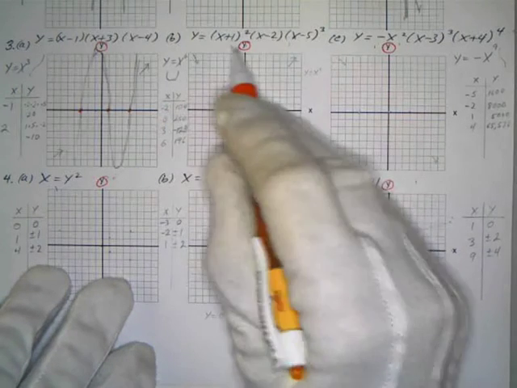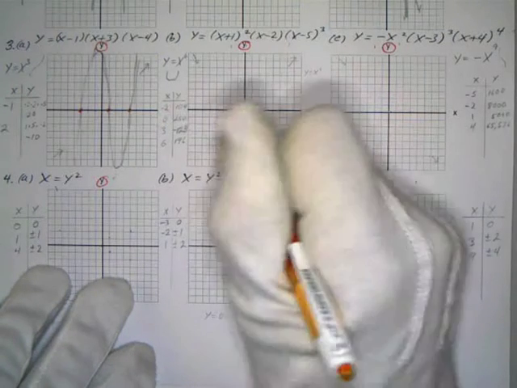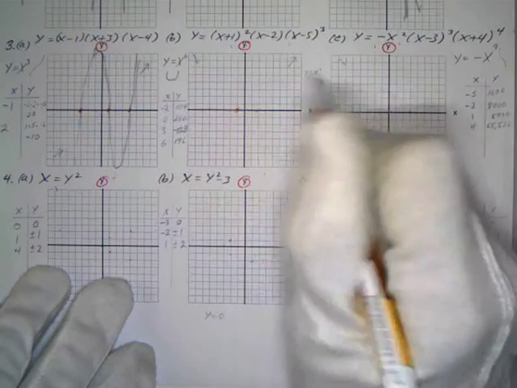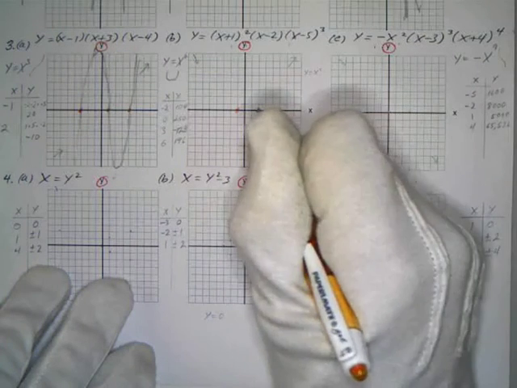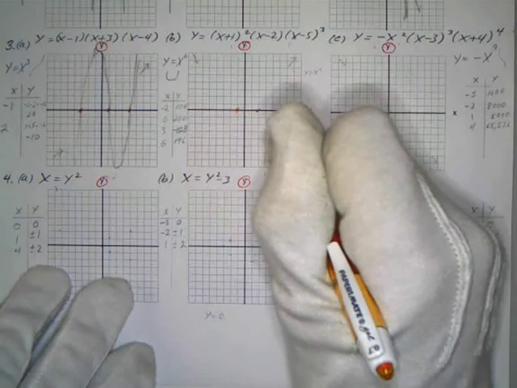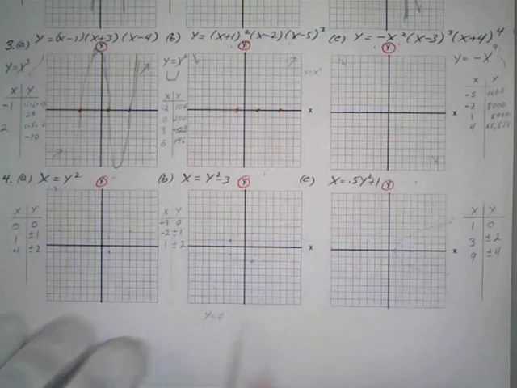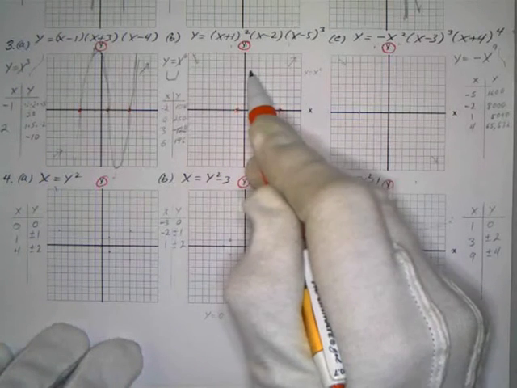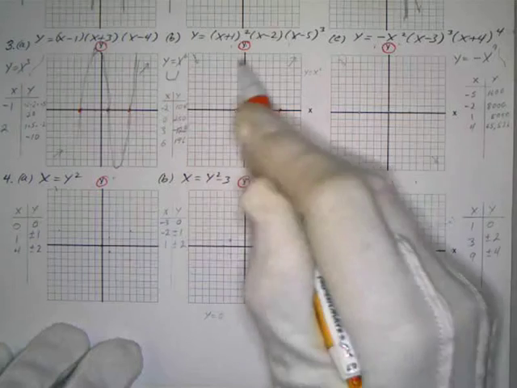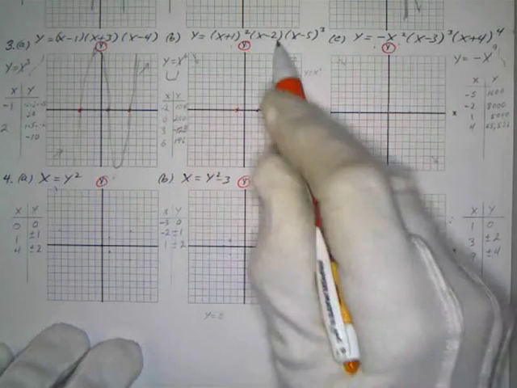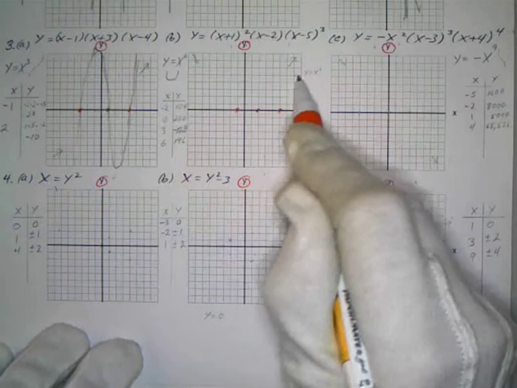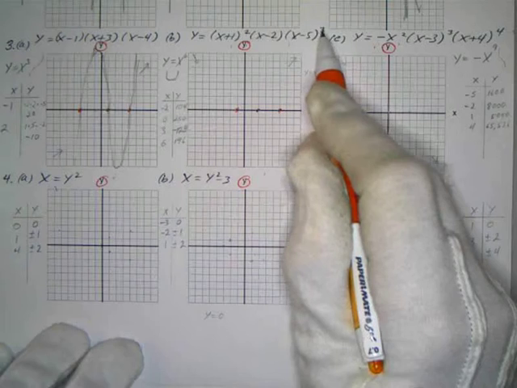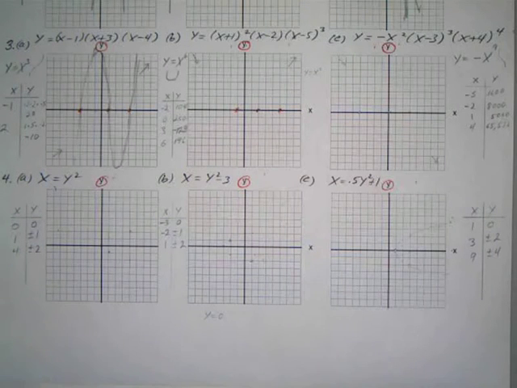So I looked at my roots here. I had -1, and I had 2, and I had 5. I know it's going to start up here. Now, since this is even, it's going to come back up. It's going to come down. It's going to cross here. Since this is odd, that's going to come up and flatten out a little bit and cross there. So by looking at these exponents, we can tell what's happening.